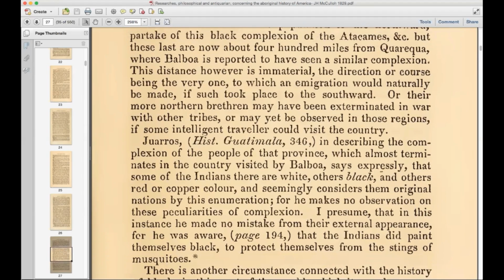I just want to read this one. It says Juarros' History of Guatemala, 346, in describing the complexion of the peoples of that province, which almost terminates in the country visited by Balboa, says expressly that some of the Indians there are white, others black, and others red or copper colored, and seemingly considers them original nations by this enumeration. All right, original. They're still original. For he makes no observation on these peculiarities of complexion.